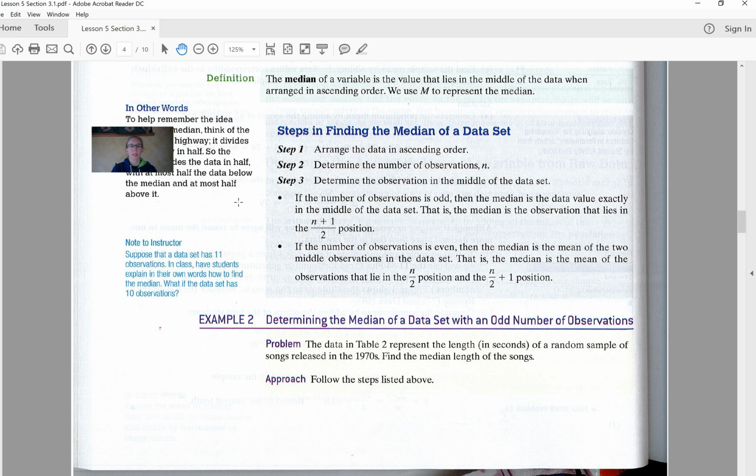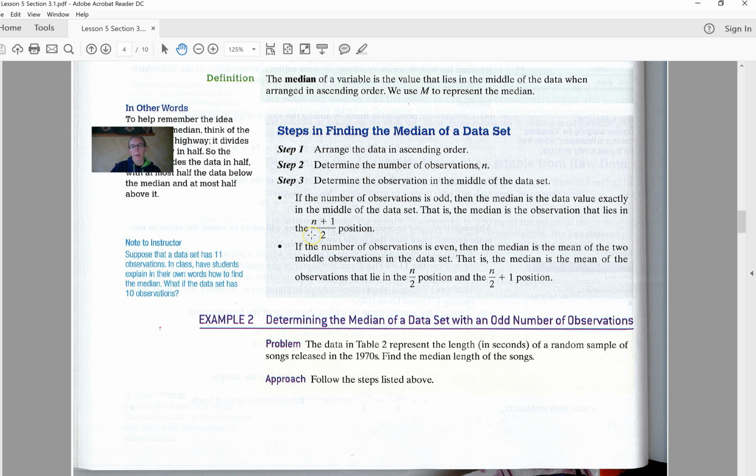The median is the second type of measure of center. The median is found by first writing all of the data in ascending order. I'll be quite honest, if I have a lot of data, I type it into a program and have it sort it for me, or just find the median for me.